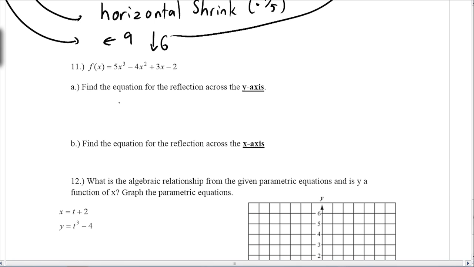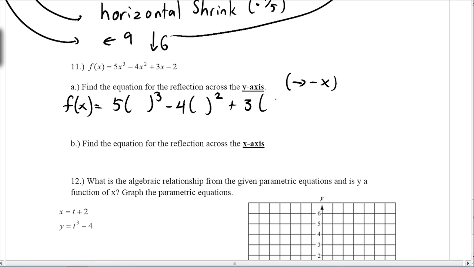Okay, and to finish this up, find the equation of the reflection over the y-axis. If it's a reflection over the y-axis, that means that x is going to be negative. So anywhere there's an x, you're going to place in a negative x. So I'm going to write this as f of x equal to 5x to the third minus 4x to the second plus 3x minus 2. What I'm going to do is place in a negative x into each spot.